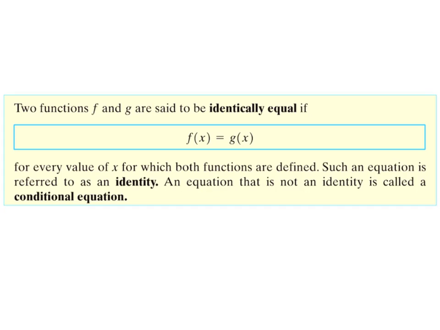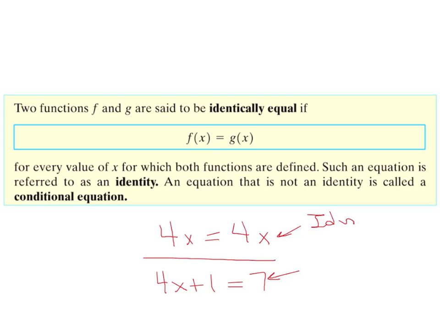So an identity is something that is always equal. Like if I say 4x equals 4x, well, that's an identity, right? They're always equal. It doesn't matter what x equals, it's always true. If I say 4x plus 1 equals 7, well, this is a conditional. This is an identity. This is a conditional equation.